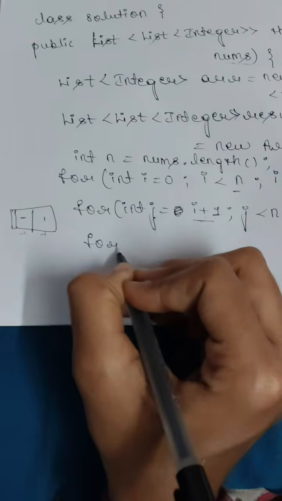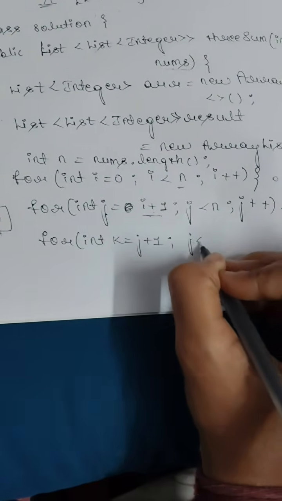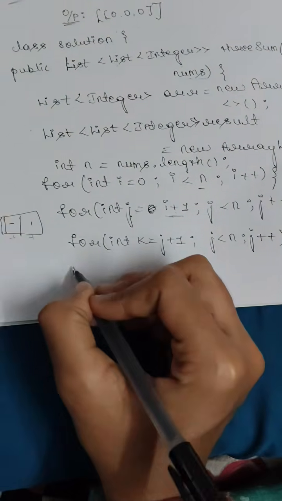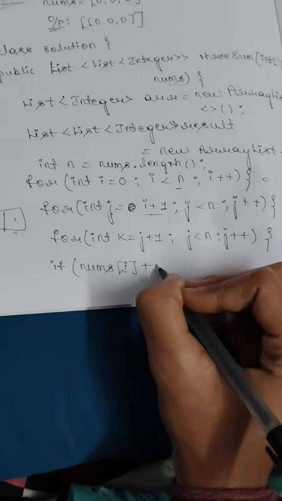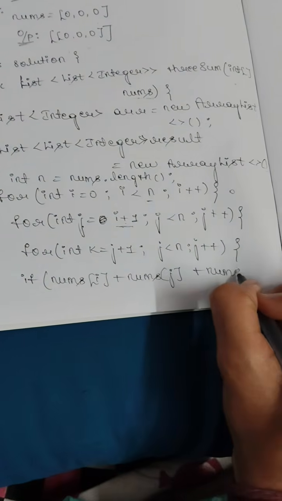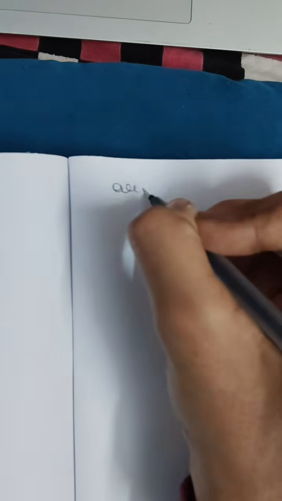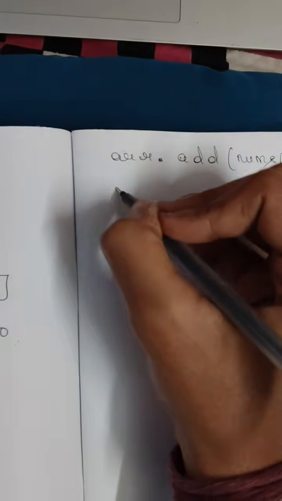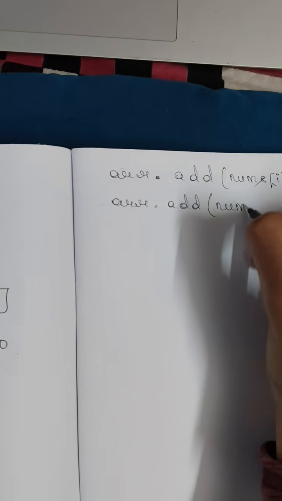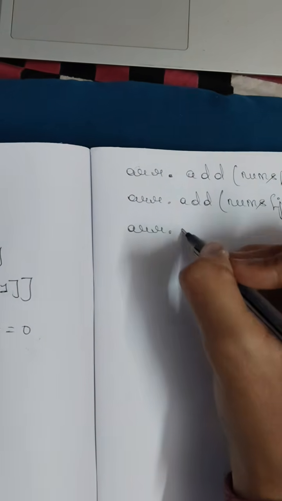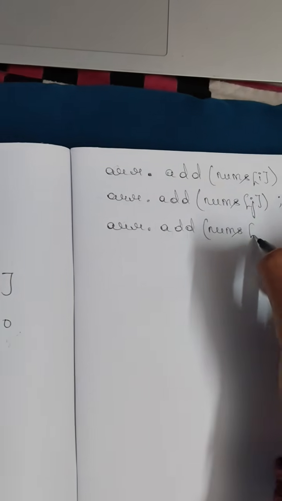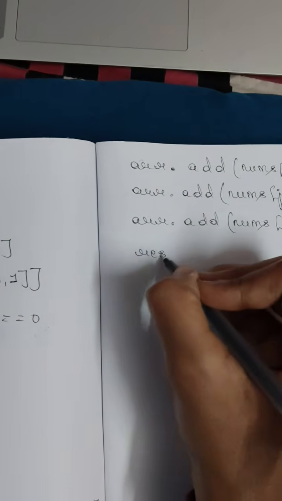Now again I'll take the next loop for int k equal to j plus 1, k less than n, k++. Now I check if nums[i] + nums[j] + nums[k] is equal to 0. Since I have already created a list named array which will contain integers, I'll start adding the elements to that. So array.add(nums[i]), and similarly I'll add nums[j] and nums[k]. At last I'll add this to the result.